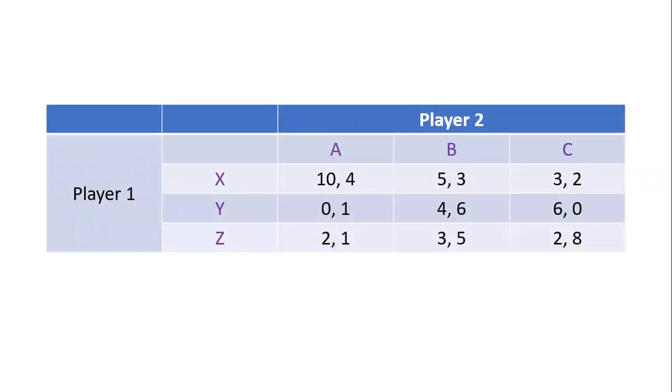Now, let's do another example. In this example, each of the two players has three strategies. Now, let's check the optimal strategy for player 1. If player 2 plays A, player 1 should play X because playing X generates an outcome of 10, which is higher compared to outcomes 0 and 2.